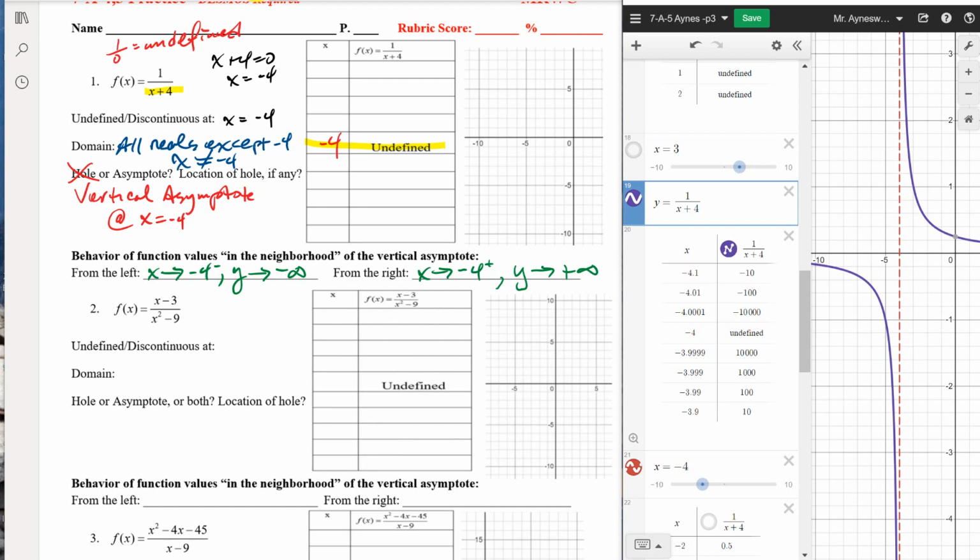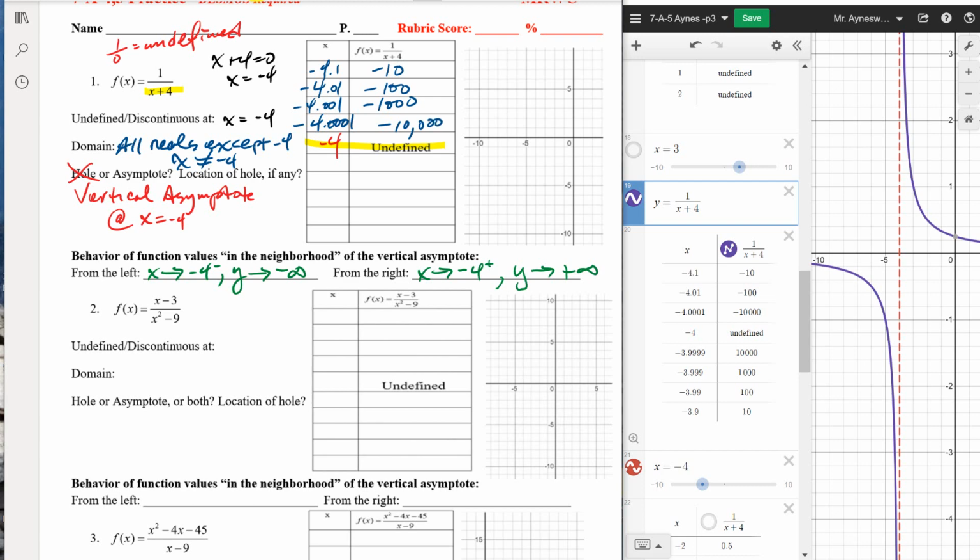These are the values that you want to put in your table, so you just go ahead and sketch them in. I see -4.1 gives you a y value of -10, and then -4.01 gives -100. So use Desmos to your advantage. You put the values in, and it will help you evaluate the function.